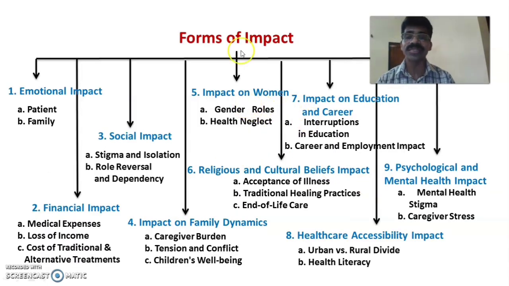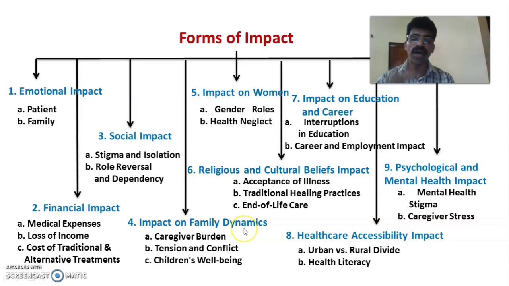So far we have discussed in detail the various forms of impact. There are 9 different forms of impact when the patient and family suffer from disease and illness. First one is emotional impact, which includes patient emotion and family emotion. Second is financial impact, related to medical expenses, loss of income of the family member, and cost for other treatment, that is traditional and alternative treatment or management. Third one is social impact, related to stigma and isolation in society, then role reversal, role changing in the family and dependency of the patient in the family.